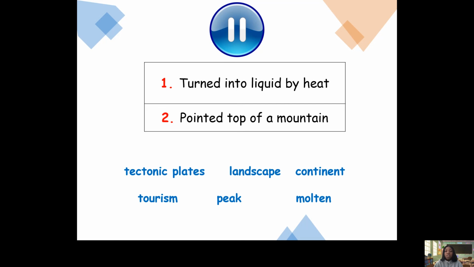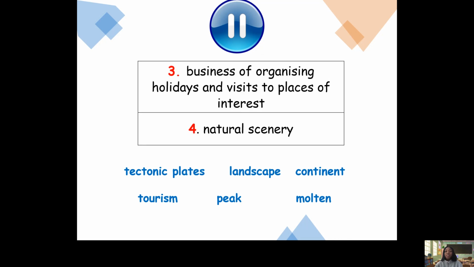Number 2, pointed top of a mountain. Pause the video so you can answer those questions. Let's find the next definitions. This word means the business of organising holidays and visits to places of interest. And number 4 is the definition for natural scenery. Pause the video and answer those. Find the definitions.